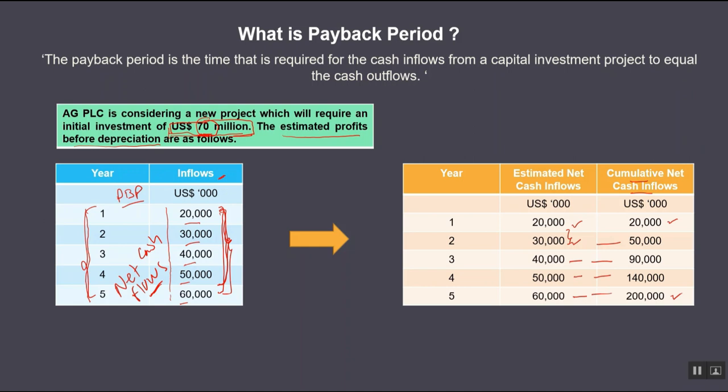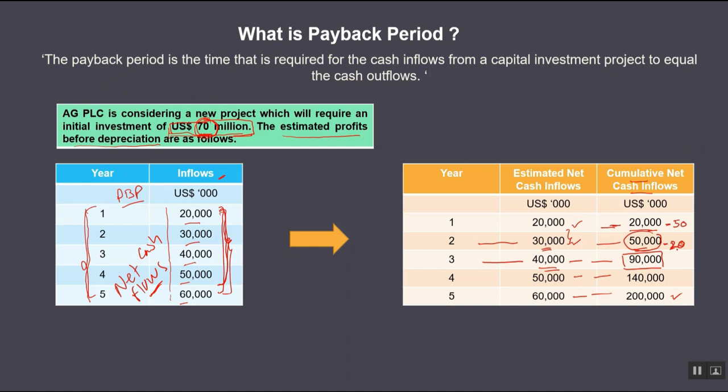However, in this case, we need to identify at which point 70 million will be recovered from these cash flows. At the end of the first year, AG PLC has earned 20 million, which means out of 70 million, AG PLC still has to recoup 50 million. In the second year, the company has earned 30 million, which makes the total cash inflows 50 million. So out of 70 million, the company has earned 50 million. Therefore, how much is left to be recouped? 20 million. Further, in the third year, the company has earned 40 million, which makes the total cumulative cash flow at the end of the third year 90 million.